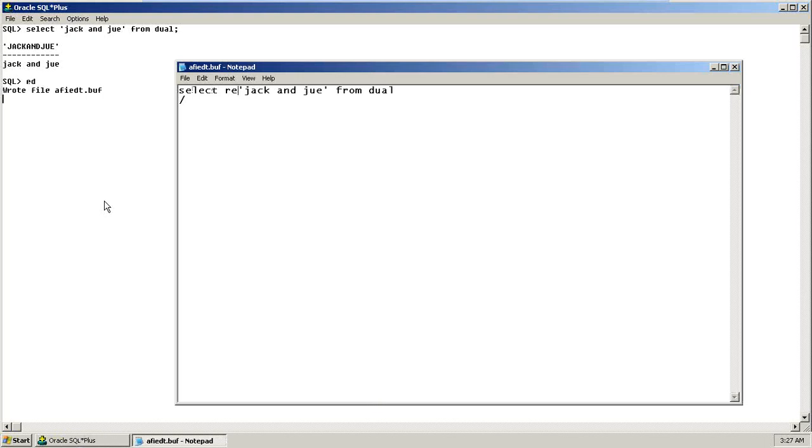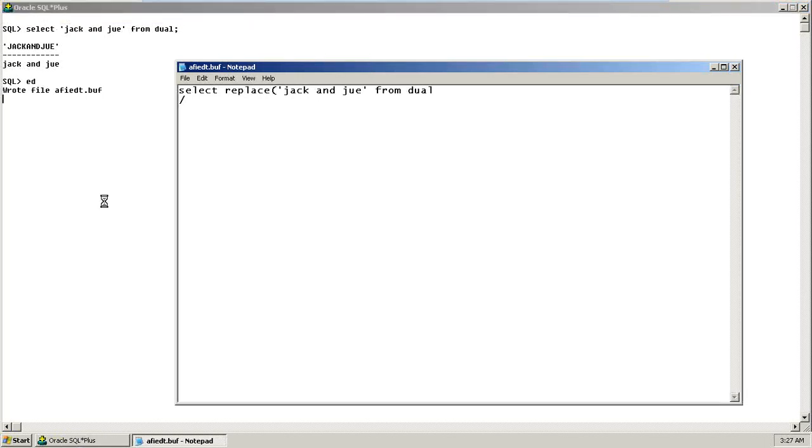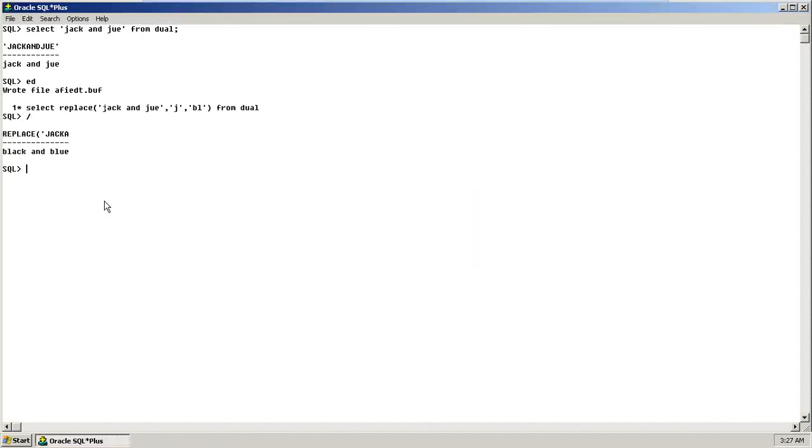Here I want to replace function. So this is my source string. In this, the string J, I want to replace with BL. So instead of J, it will put BL, right? So that is Jack and Jew. Here it is giving black and blue. Okay.